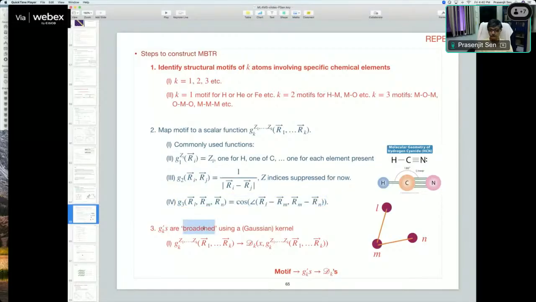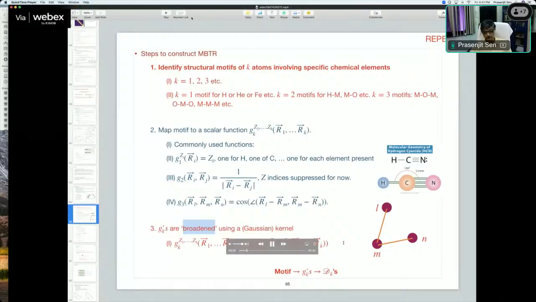And once we construct these scalar functions, these are broadened. So this broadening was the next step using a Gaussian kernel. And I had shown you. So the philosophy was you identify motifs, map those onto scalar functions, broaden those scalar functions.